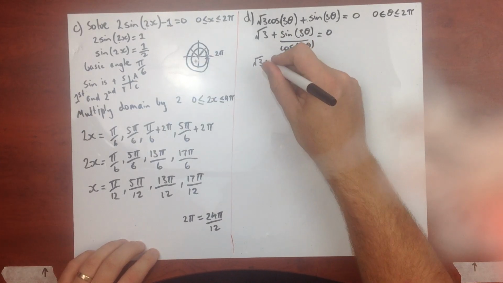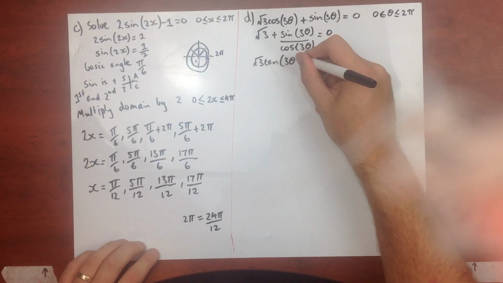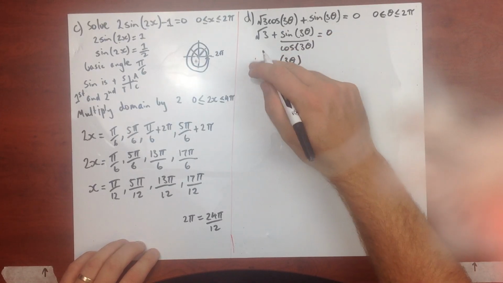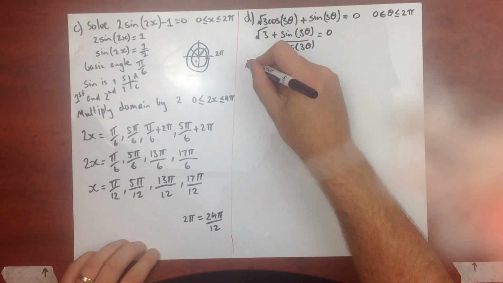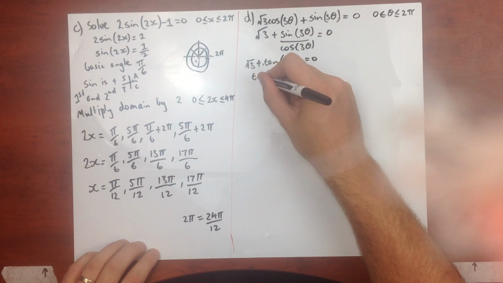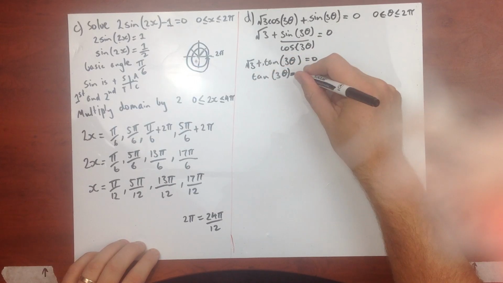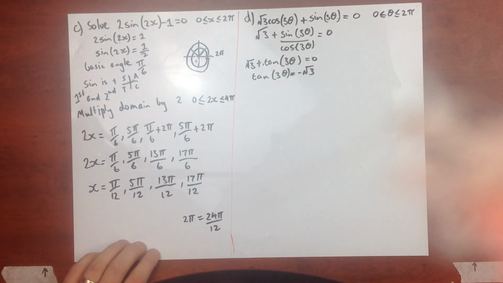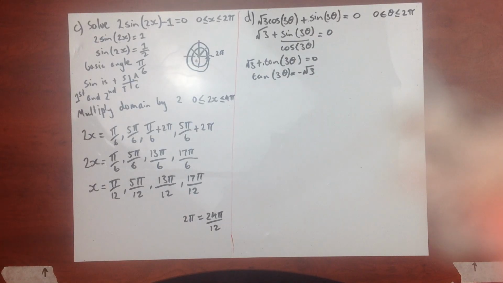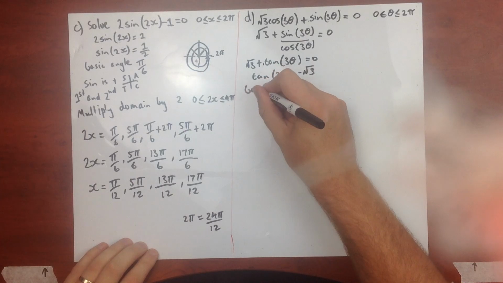So we end up with root 3 plus tan of 3 theta equals 0. So then we get tan of 3 theta equals negative root 3. Right, now we can start working through our problem. So we need our basic angle.